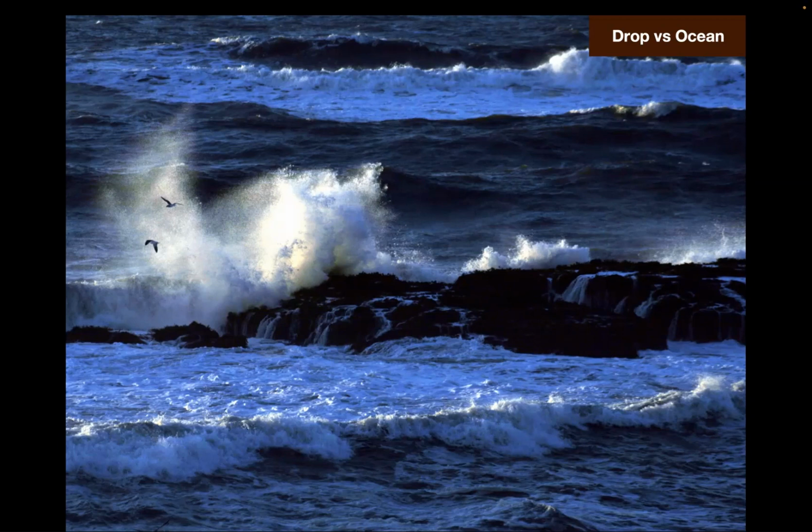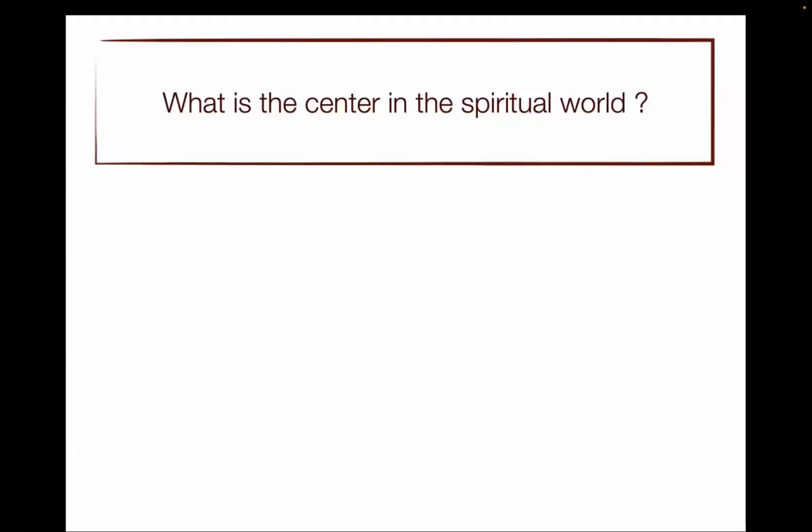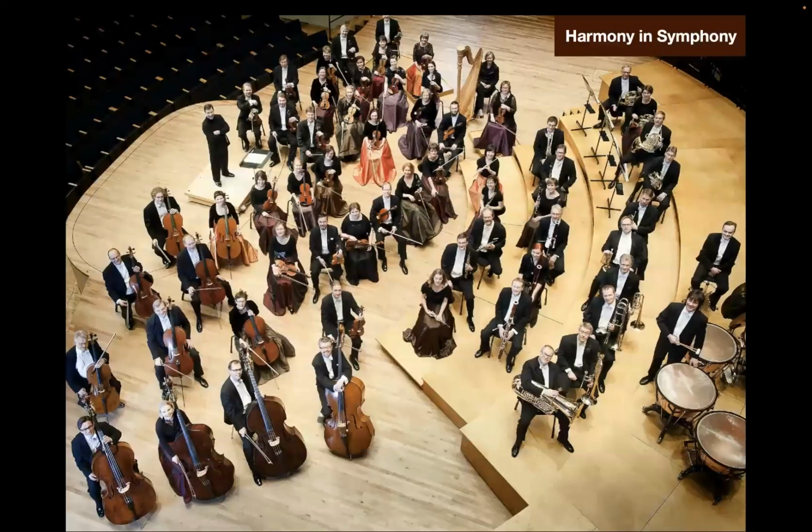We are the Atma, or the Anu Atma. Anu means small, tiny. But God is the Param Atma, the Supreme Atma. So that's the difference between Atma and Paramatma. So Paramatma, or God, is the answer to all these three fundamental questions we brought up. What is the center in the spiritual world? The answer to that is Param Atma, or God.